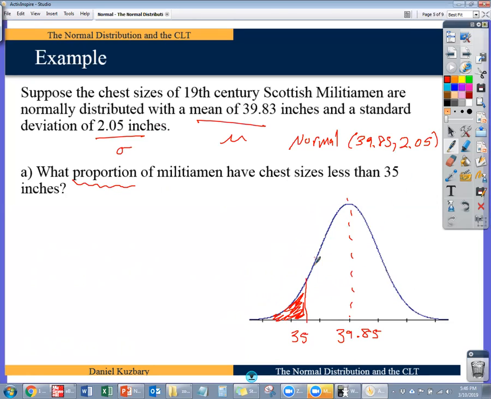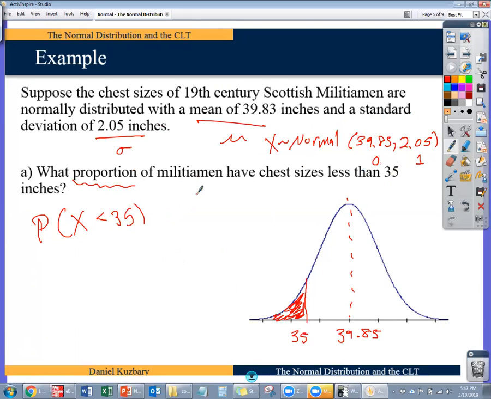This is a probability density curve, which means the area under the curve is equal to 1. So this area is a probability. It's some number between 0 and 1. And we want to find the probability that x is less than 35, where x is my normally distributed variable with mean 39.85 and standard deviation 2.05. Now, I don't have a chart for this distribution, but I do have a chart that works if the mean is 0 and the standard deviation is 1.